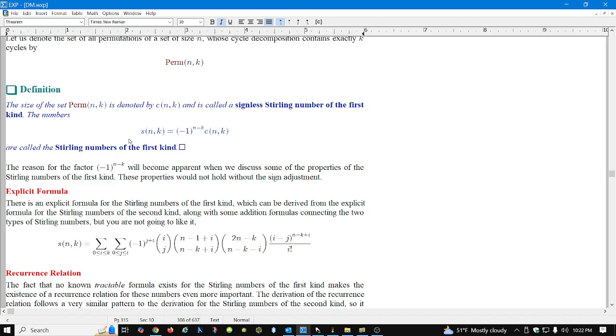Just like the Stirling numbers of the second kind count the number of partitions of a set of size n that have exactly k blocks, there's a perfect parallelism here.